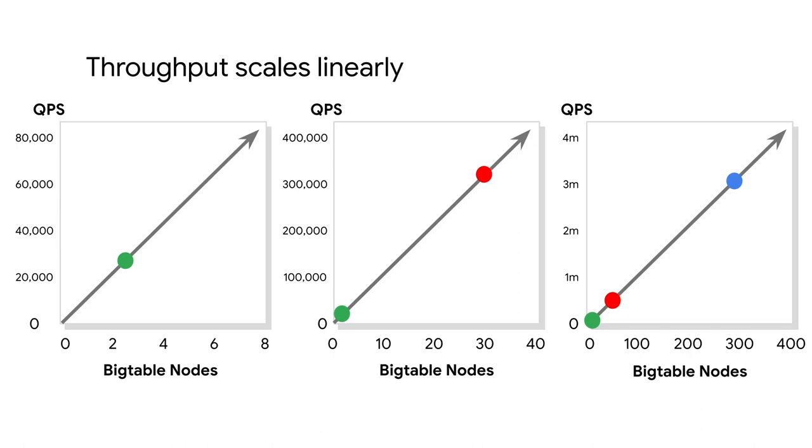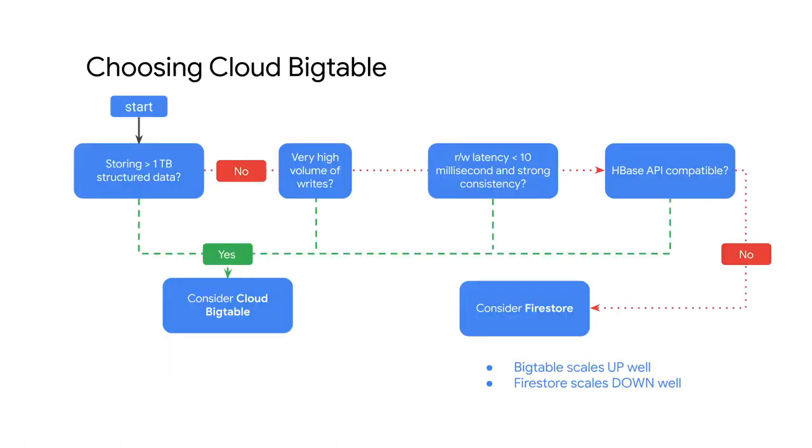That throughput scales linearly, so for every single node that you do add, you're going to see a linear scale of throughput performance, up to hundreds of nodes. In summary, if you need to store more than 1 terabyte of structured data, have very high volumes of writes, need read-write latency of less than 10 milliseconds along with strong consistency, or need a storage service that is compatible with the HBase API, consider using Cloud Bigtable.